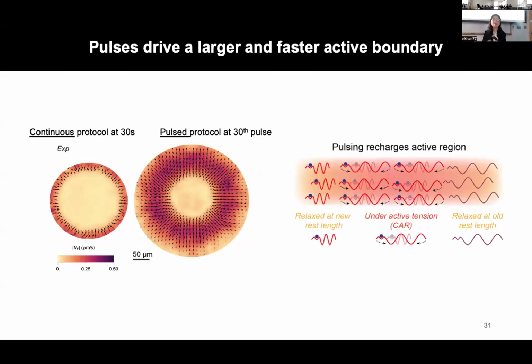So how do we understand what happens here? You can think about a spring, when we stretch it and let it down. With a continuous light, you're just stretching it all the time. And with a pulse light, you're stretching, relaxing, stretching, relaxing. And what happens is, along the boundary or along the parameter, you will keep them under active tension all the time. And this way we could generate a much larger and faster active boundary.